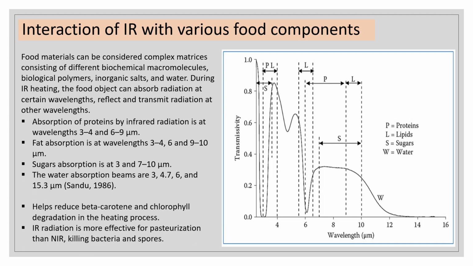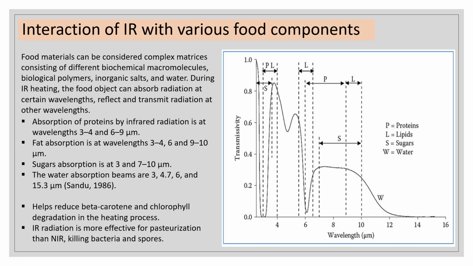Now, let's see the interaction of infrared with various food components. Food materials can be considered as complex matrices consisting of different biochemical macromolecules, biological polymers, inorganic salts, and water. During infrared heating, the food objects can absorb radiation at certain wavelengths, and reflect and transmit radiation at other wavelengths. The image on the right hand side shows the various absorption wavelengths of proteins, lipids, and sugars with respect to water. The continuous line which you are seeing here is of water.